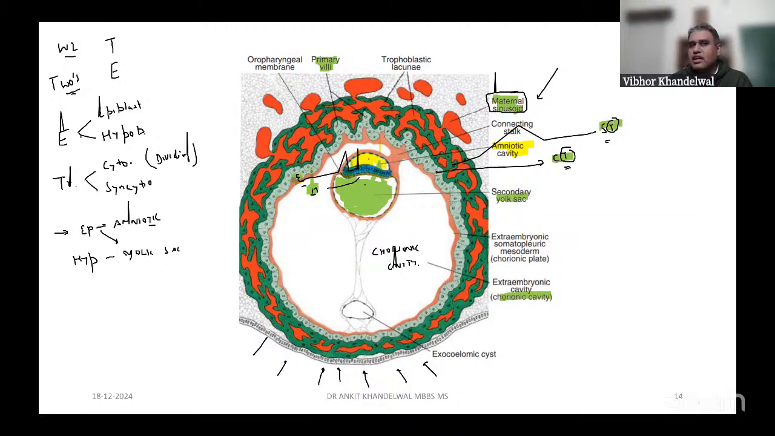So in week 2, how many layers are there? 2 layers of embryoblast: epiblast and a hypoblast. So I repeat again, there are two layers, epiblast and hypoblast. So don't forget that. There are two layers, epiblast and hypoblast, star mark.